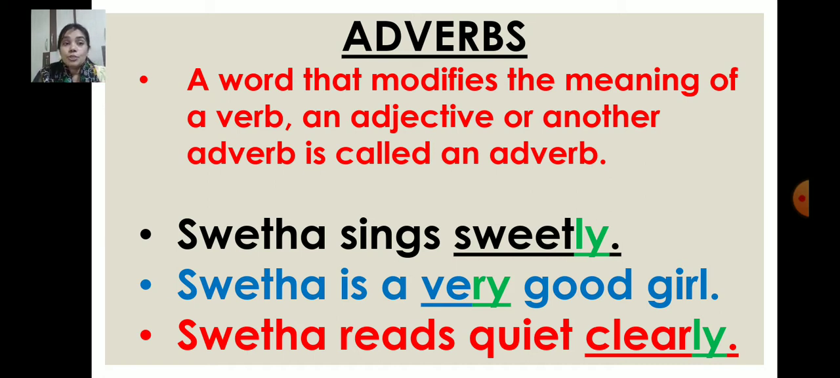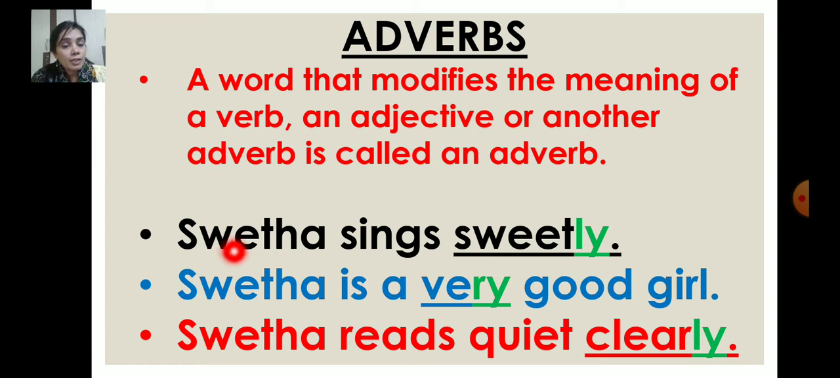Now I'm going to explain you this confusing statement, right? So let me read the sentence again. A word that modifies the meaning of a verb or an adjective or another adverb is called an adverb. Now let us take the first one. A word that modifies. Modifies means it changes. It gives more meaning to a word. A word that modifies the meaning of a verb.